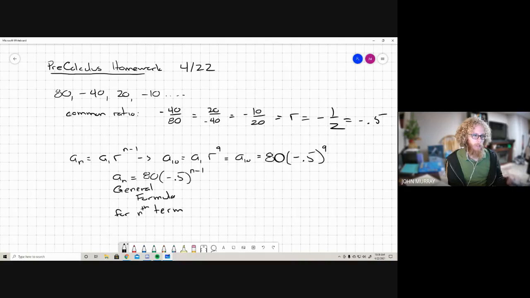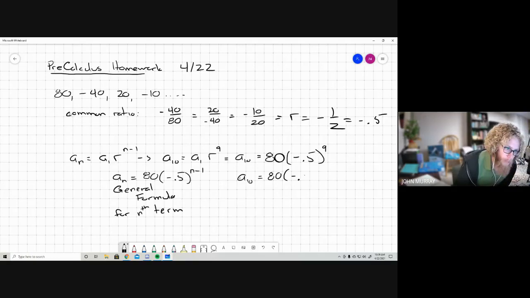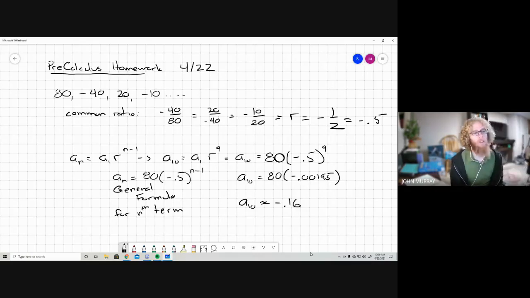In this case, we get some really, really tiny decimal that is actually negative. I'll just write the first few digits, 0.00195, and then that keeps going on. Then you just multiply those together times 80, and your 10th term is approximately -0.16. If you give me 2 decimal points, -0.16.